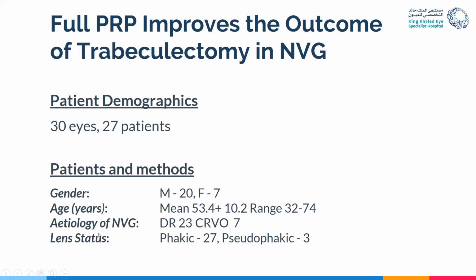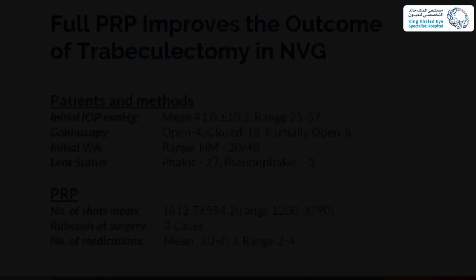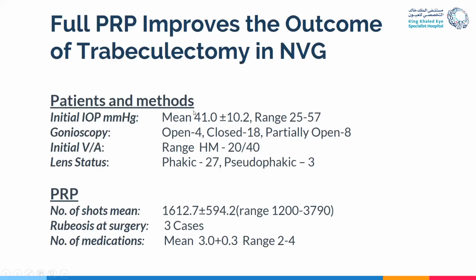We don't need to go much more into the data. The mean age was 53, and 23 eyes were due to diabetic retinopathy, 7 eyes due to central vein occlusion, and 3 eyes were pseudophakic. The initial intraocular pressure was 41, ranging from 25 to 57. On gonioscopy, 4 were open, 18 closed, and 8 partially closed. Visual acuity ranged from hand motion to 20/40.